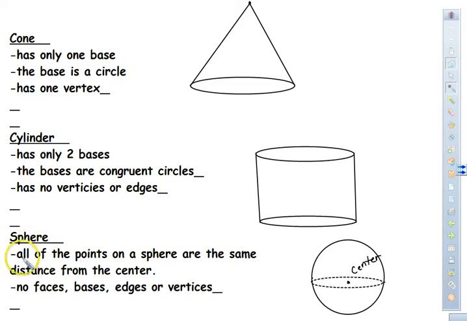And a sphere, like our planet Earth, why we call them hemispheres, that's where that name comes from. All of the points on a sphere are the same distance from the center. Okay, they're all the same distance, no matter where we go from. It has no faces, no bases, edges, or vertices. It has none of the above. That's what makes it so unique. Okay, so go ahead, you can write those down if you haven't already.